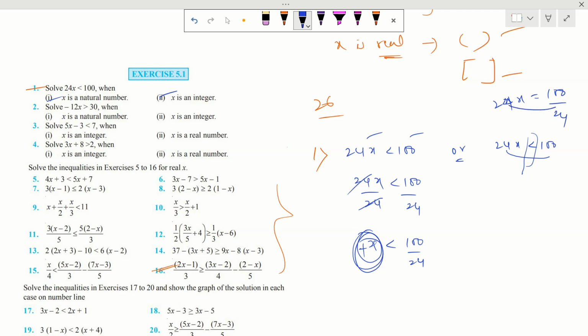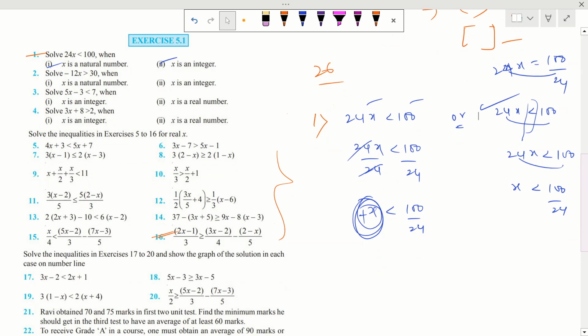We can also solve it here, right? Like this we can also write 24x is less than 100. If we take 24 to this side, then it will be x is less than 100 divided by 24. You can follow any one method, right? I am just following this method, and here we will resolve this further.